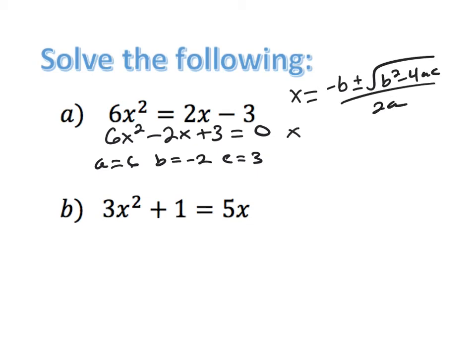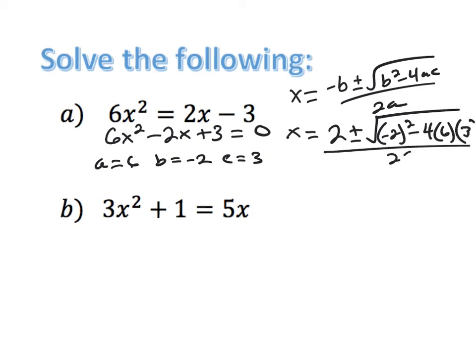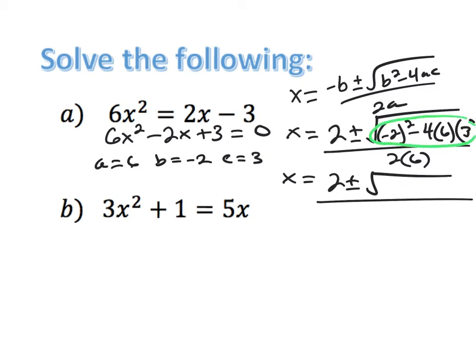And so if I plug in my known values, opposite of b is going to be +2 plus or minus the square root of -2 squared minus 4 times my a times my c, all over 2 times my a. If I simplify, I get 2 plus or minus the square root. And if I break down that inside part, just doing that part on my calculator, it looks like I get 4 minus 72, which I believe is -68 there. And 2 times 6 on the bottom is 12.